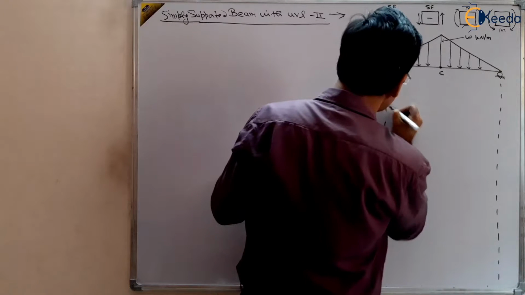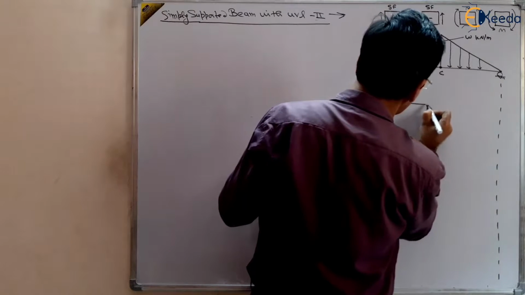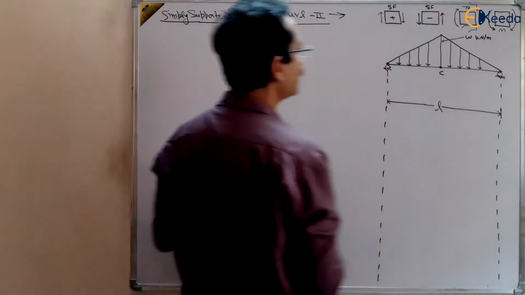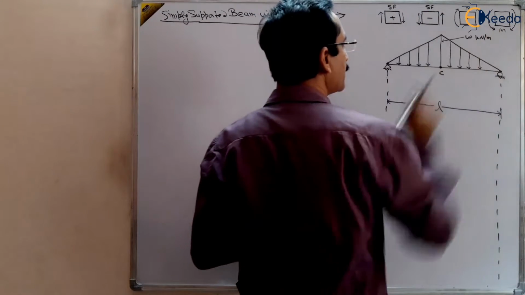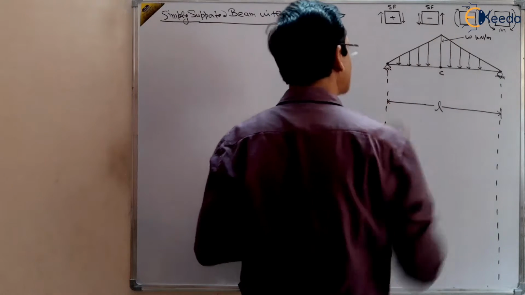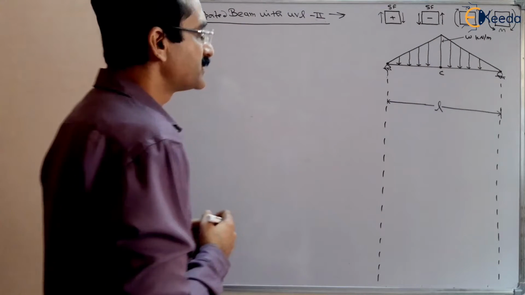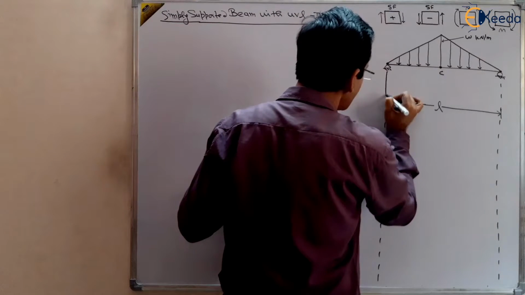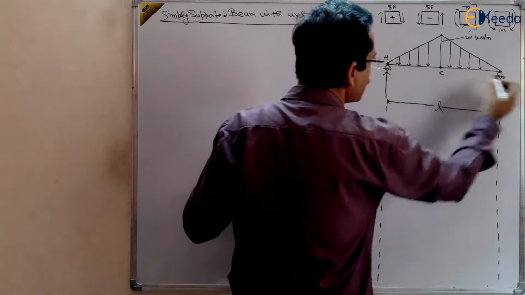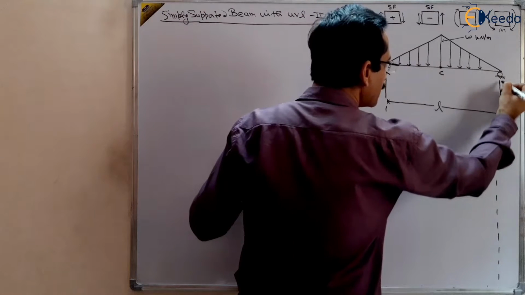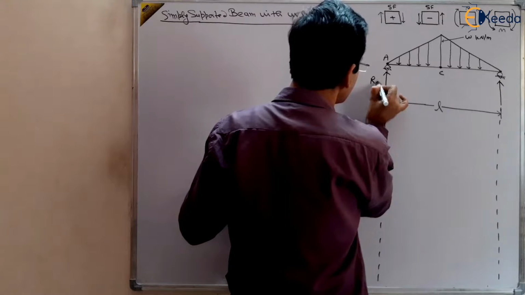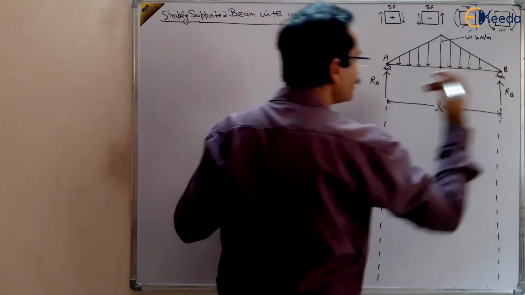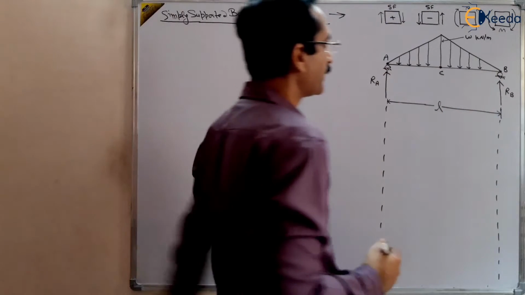Suppose the length of this beam is L. The length is given to us, and the loading is also given to us, W kilonewton per meter, maximum at the center. We want to draw the shear force and bending moment diagram. First of all, we want to find out the reactions. What will be the reaction at point A and the reaction at point B? RA and RB are the reactions we want to find.